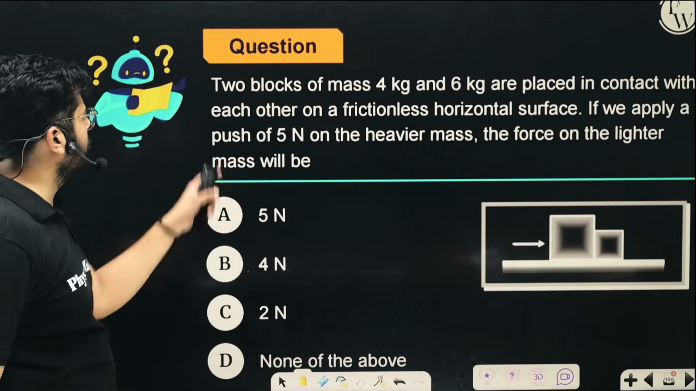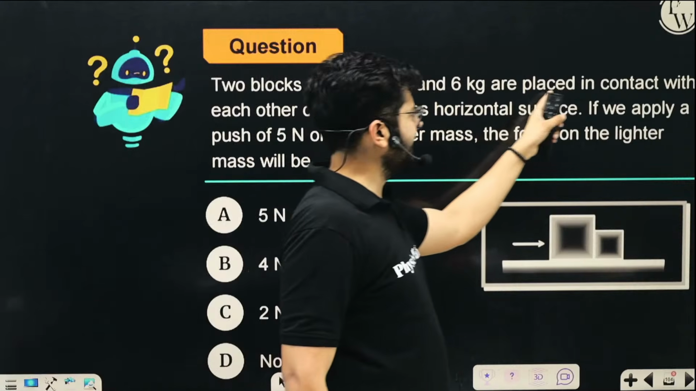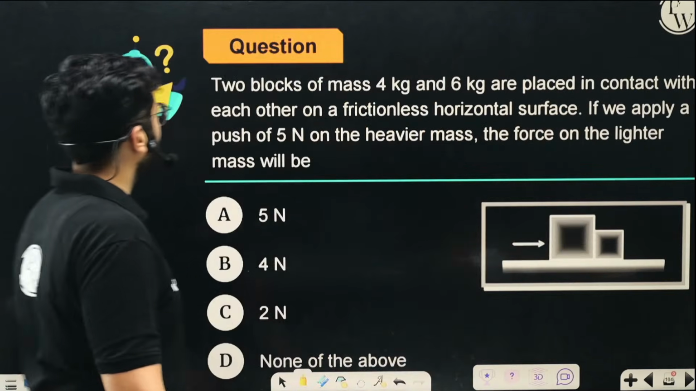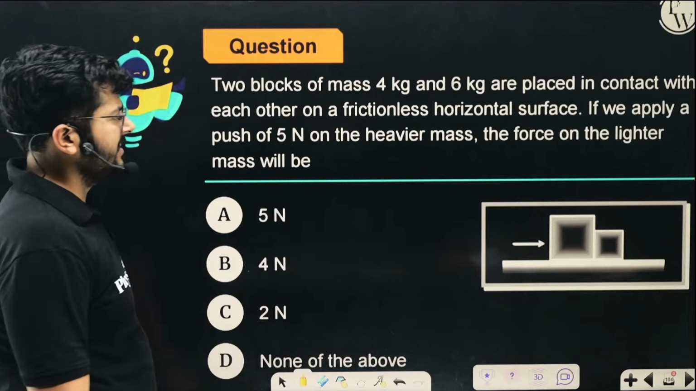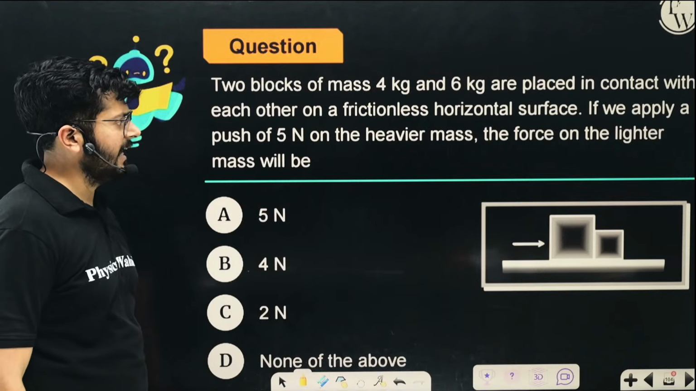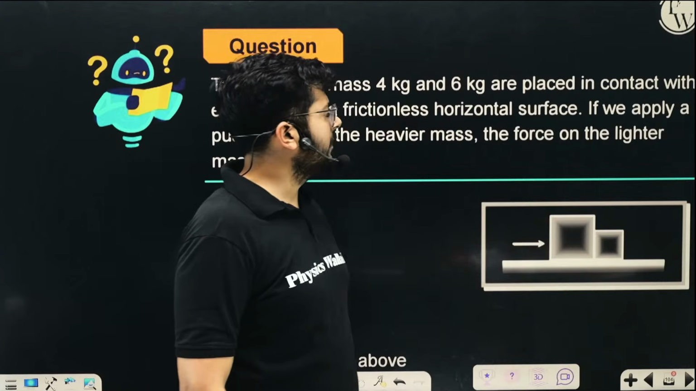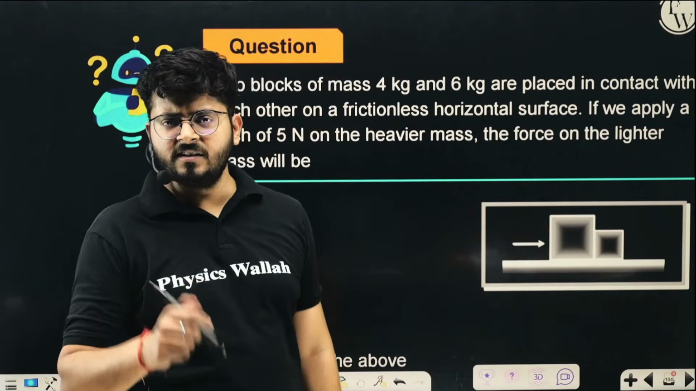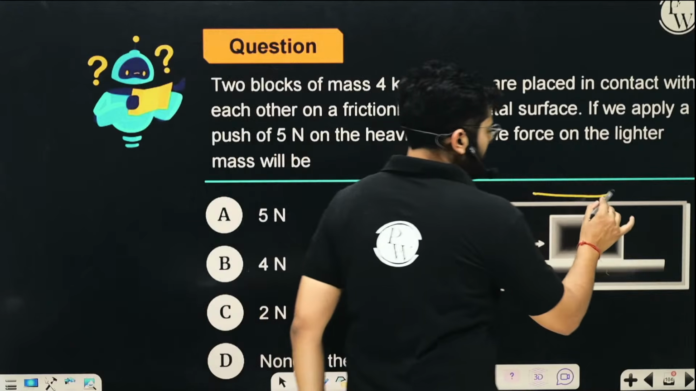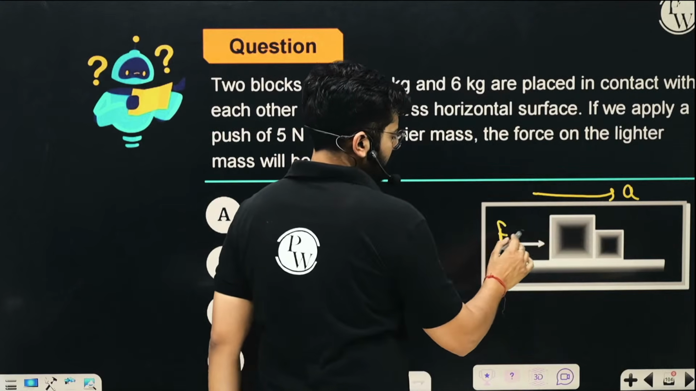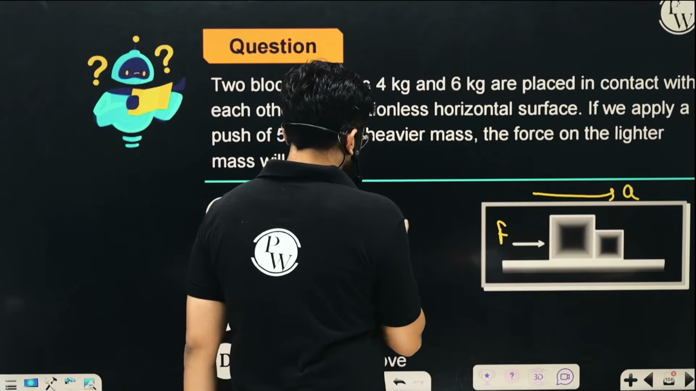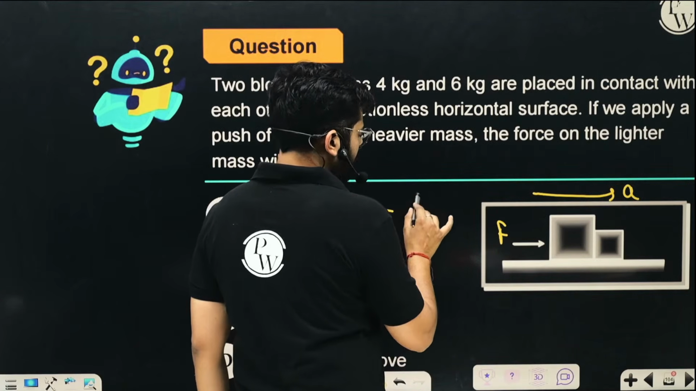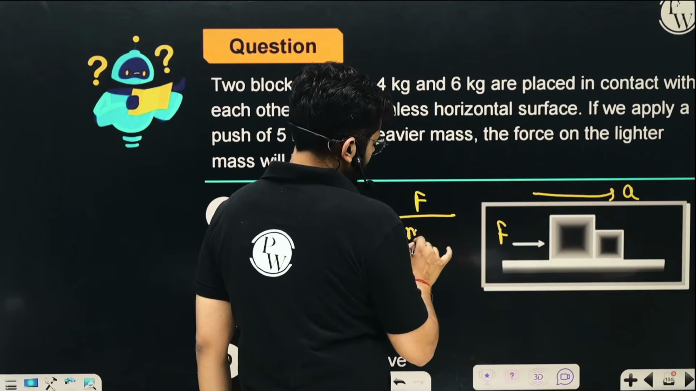All right. So look into this question. There are two blocks, 4 and 6 kg. They are placed in contact with each other on a frictionless horizontal surface. If we apply a push of 5 Newton on the heavier mass, how much force will be transferred on the lighter mass, which is the normal reaction they are asking. The whole system will move with a common acceleration A because there is a force acting on both the blocks. So the acceleration of this whole thing will be net force upon total mass, M1 plus M2.